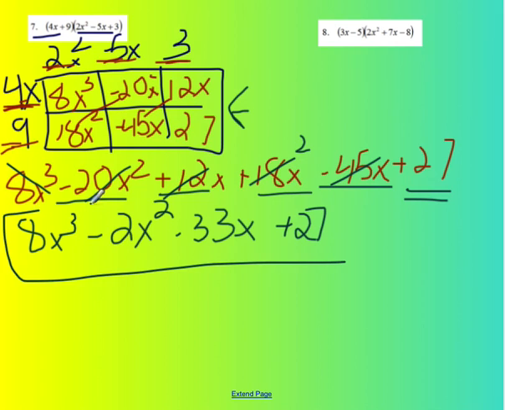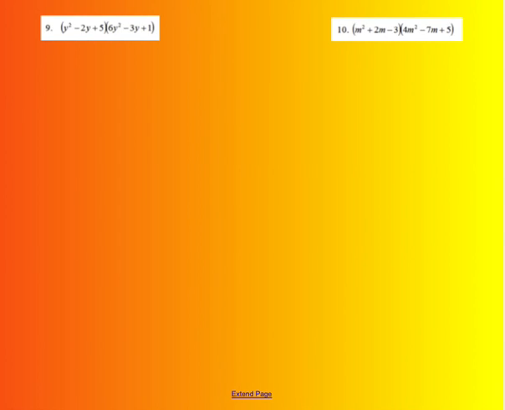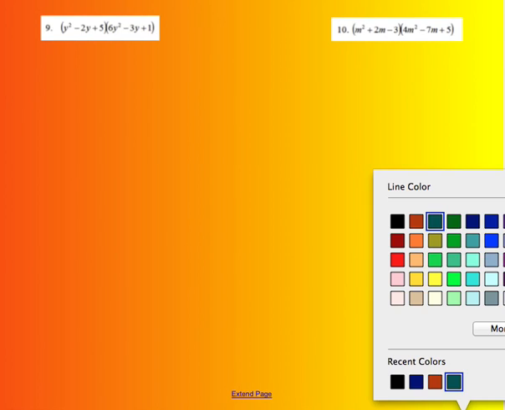So this right here is our simplified binomial. I want you guys to go ahead and try number 8 on your own. So let's take a look at this crazy train right here. We have 3 terms times 3 terms. That's okay. We can do this.